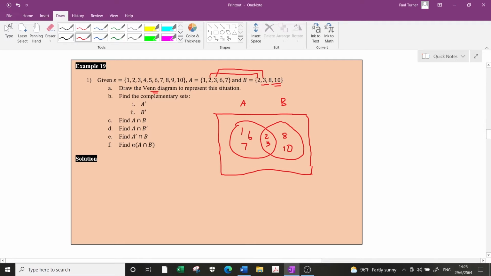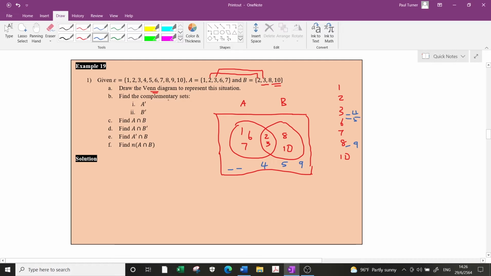Okay, so look which elements you have. We've got 1, 2, 3, 6, 7, 8, 10. So what elements would you write outside? Which numbers are in the universe but are not in the sets? So we've got 1, 2, 3. What's missing? 4, 5, 6, 7, 8, 9. So 4, 5, and 9 are outside the sets. You can write them wherever you want.